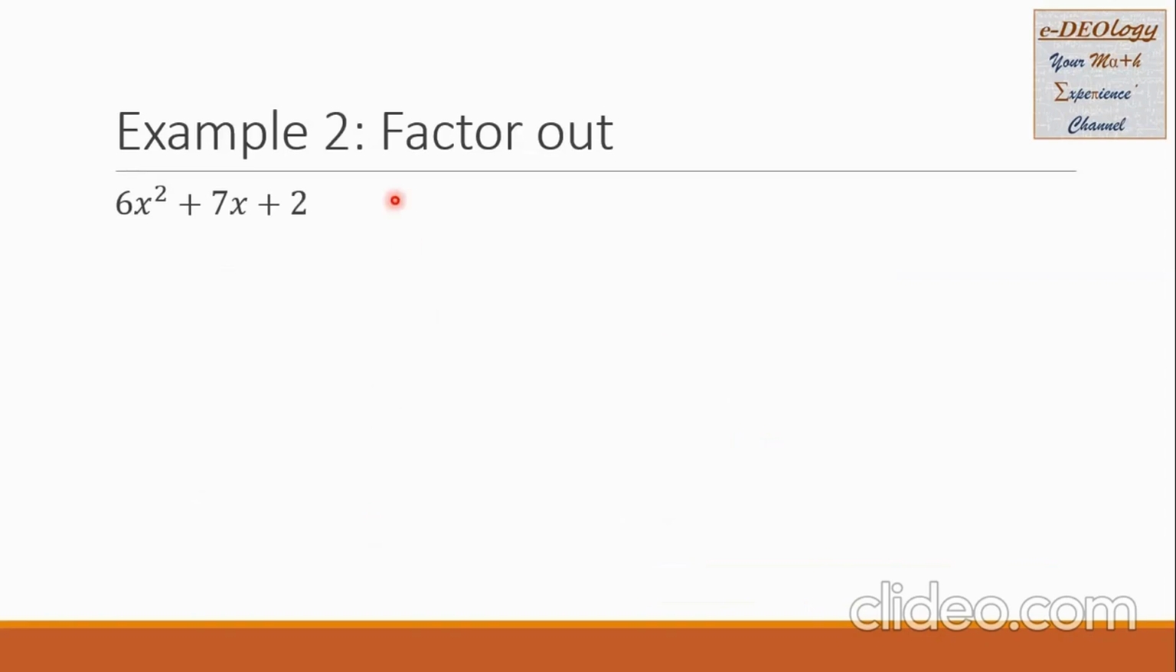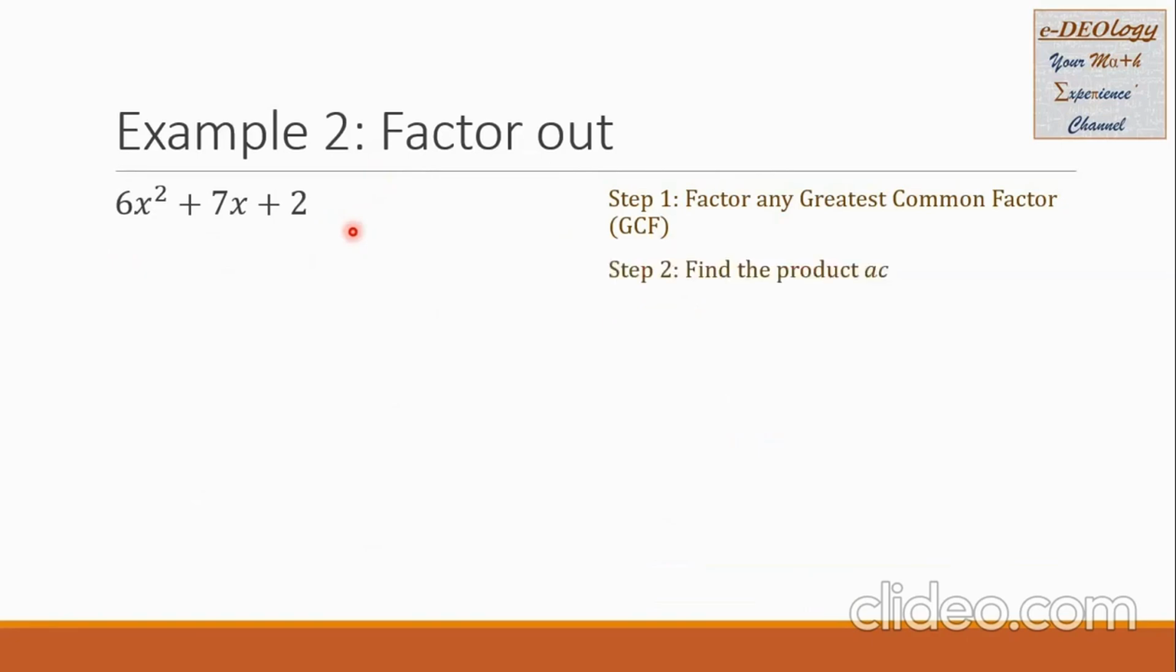Let us have example 2. Factor out 6x squared plus 7x plus 2. Step 1 says, let us factor any GCF. But there is no GCF here. So we will proceed with step 2.